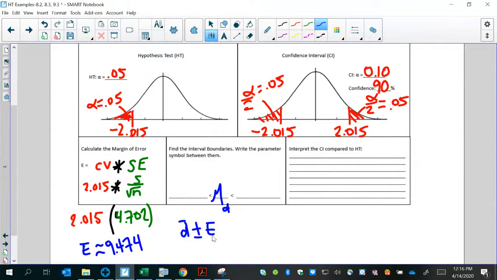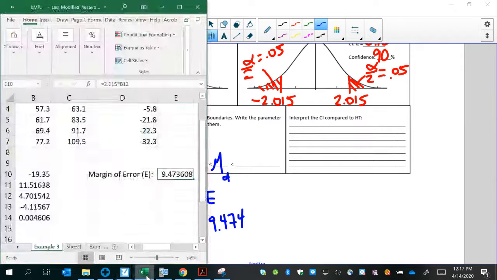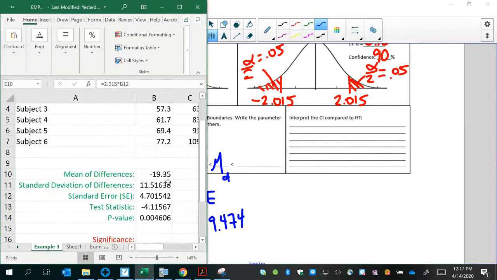Okay, so I'll be listening for any questions that pop up in the chat, but I'm going to go ahead and finish this for the recording. So I was just about to calculate the boundaries for the confidence interval using my sample statistic plus and minus the margin of error. So I know I'm adding and subtracting 9.474, and then my sample mean of differences, negative 19.35.